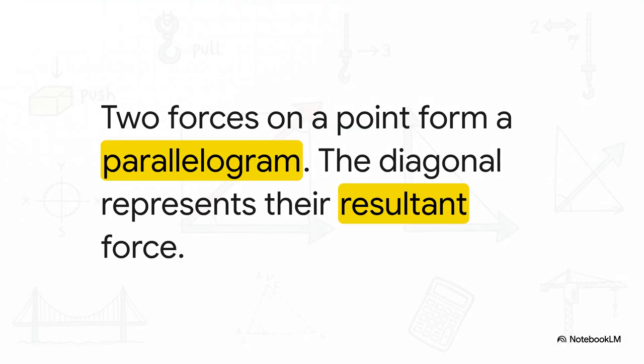Our first method is the super cool parallelogram law. Imagine you have two forces. We'll call them F1 and F2, both starting from the exact same point. If you treat those two forces like the sides of a parallelogram and just sketch in the other two sides to complete the shape, the diagonal line that cuts across that parallelogram, that's it. That's your resultant. It's a perfect visual of the single force that has the same effect as the other two combined.